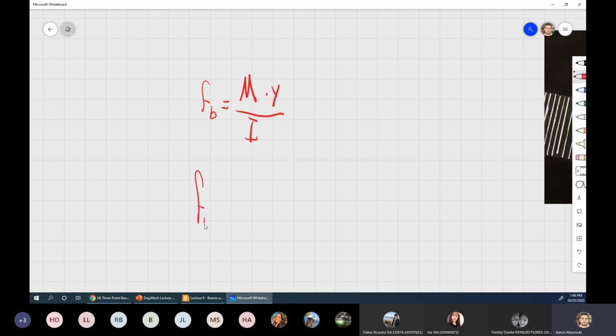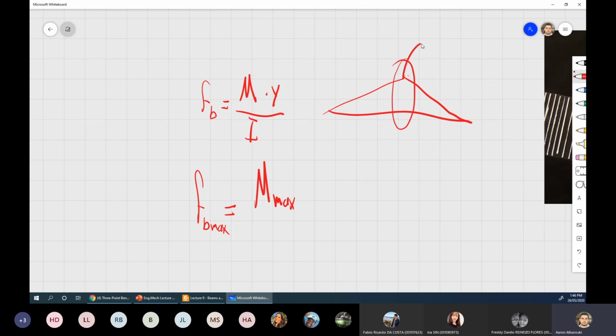So let's call it FB max equals, first of all, M max. I'll have to find the maximum bending moment along the entire beam. So I'll go to my bending moment diagram and use this value, the maximum M max. That's one. Two, I have to take the maximum value of Y.